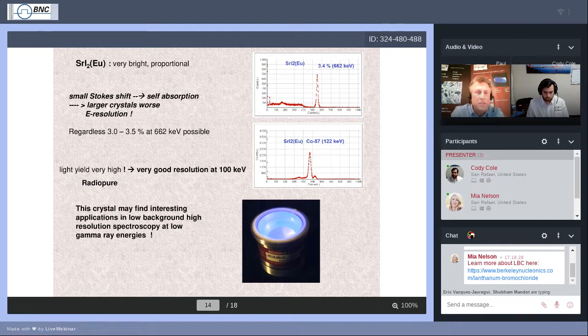The material is slow, it has a many microsecond decay time, which means it's a little more difficult to use at a higher count rate, but this very brightness in the low energy range may open up some very interesting new applications, I think.